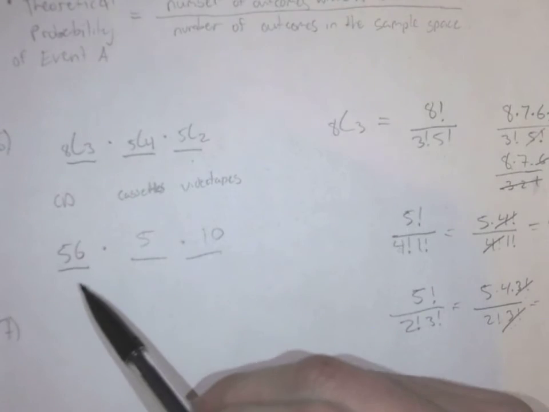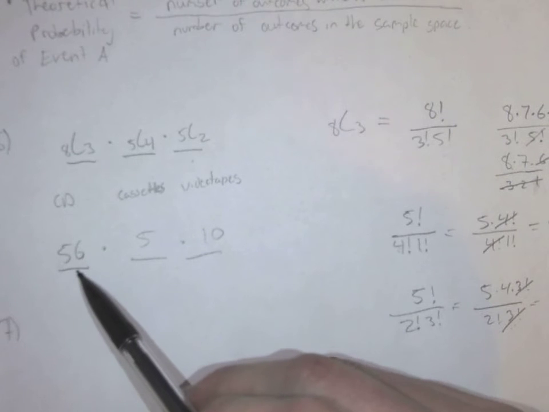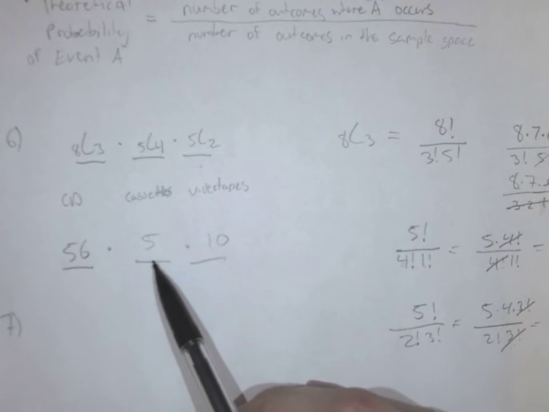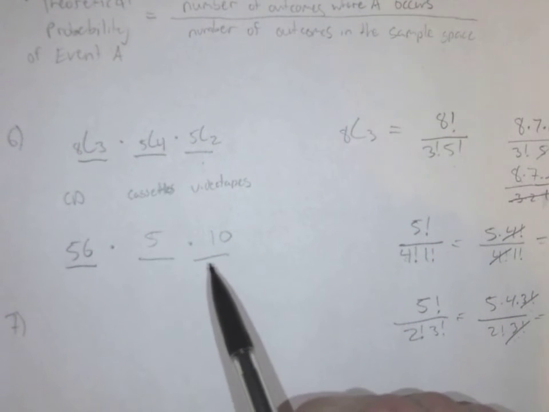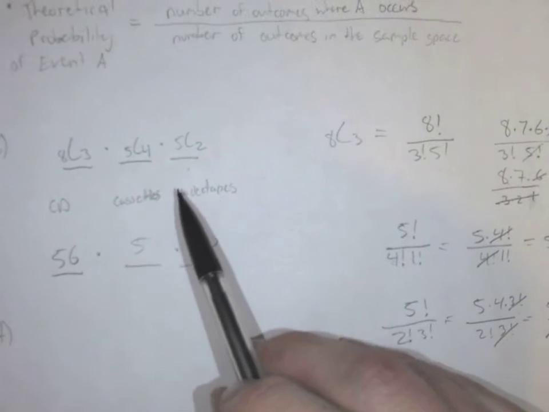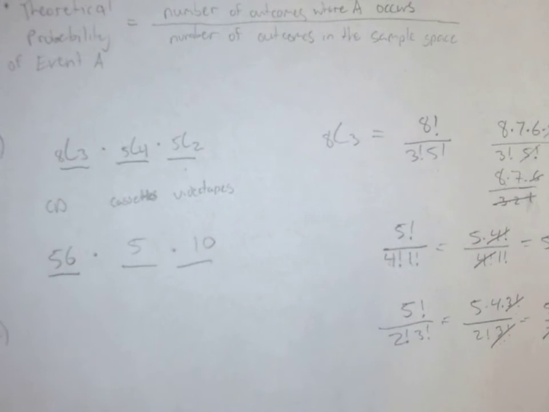Either way, you're going to get 10. Okay, so this is the number of ways I can choose or buy 3 CDs if there's 8 choices, the number of ways I can buy 4 cassettes if there's 5 choices, and the number of ways I can buy 2 videotapes if there's 5 choices, because the order that I pick them in doesn't matter.